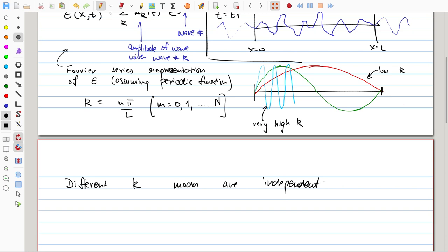Similarly, these modes are independent. So you can take an inner product. I am not going there, but you can take the inner product of functions also, and then you will see that these different frequencies are independent. The inner product becomes 0.